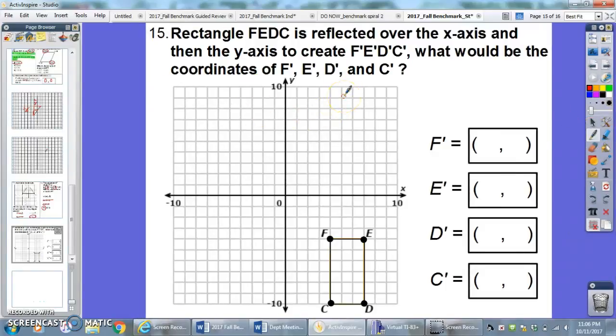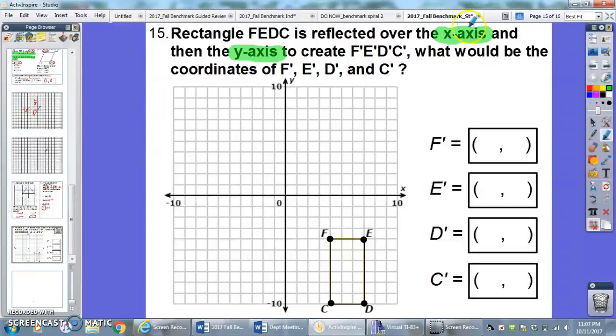Okay, so I'm going to go over the last question of the study guide since I ran out of time in the last video. And I know this one's really important, so let's do this. We are reflecting a rectangle FEDC over the x-axis and then the y-axis. So we're doing two reflections. First we have to flip all the points over the x-axis and then we'll flip them over the y.